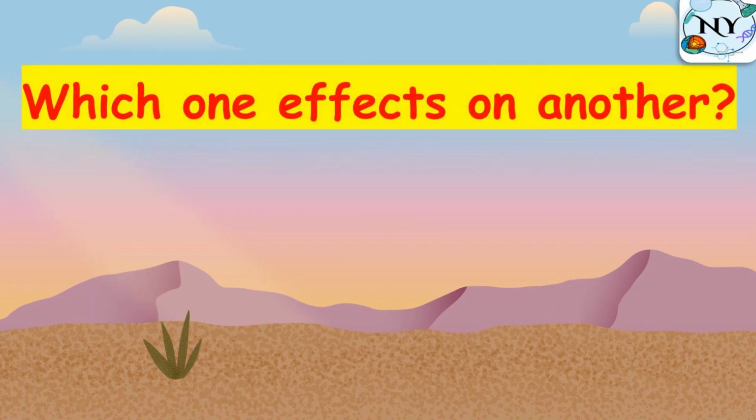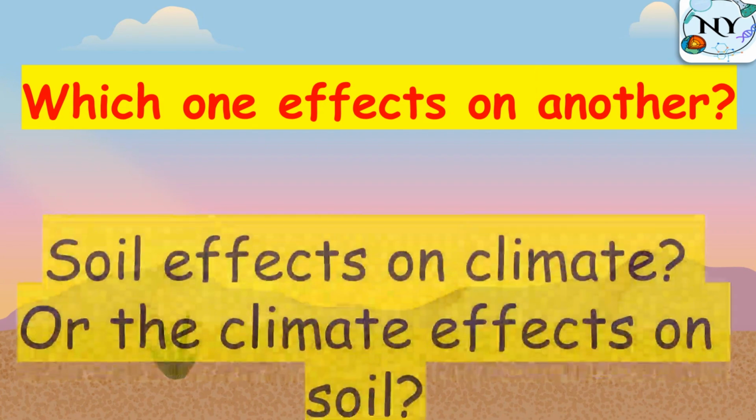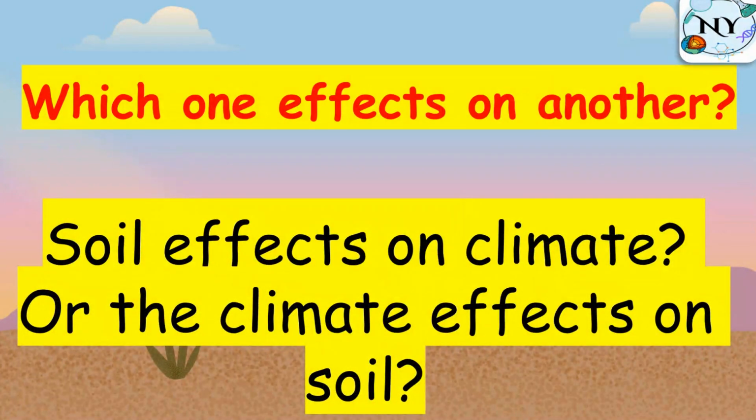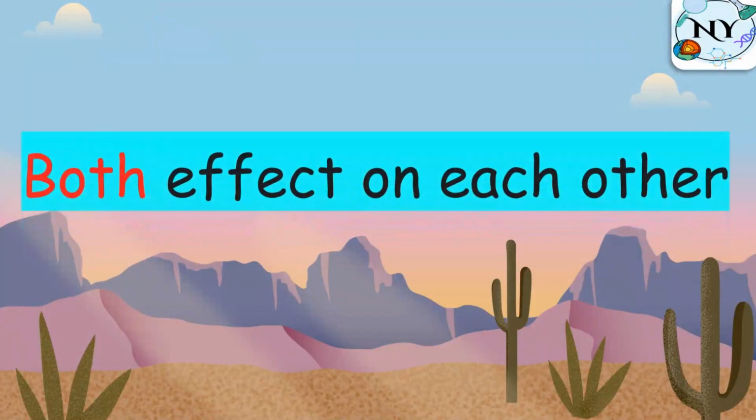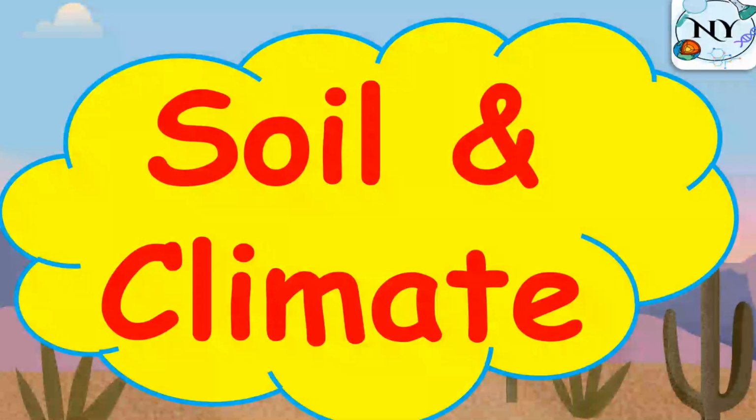Here we come to the next question: which one affects the other? Does soil affect climate, or does climate affect soil? What do you think? I can hear that someone said soil affects climate, and we have another opinion who says that climate affects soil. All right, we have to respect all opinions, but you have to know that both of them affect each other. How? Let's get started with talking about soil and climate.